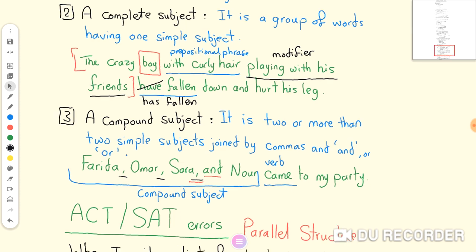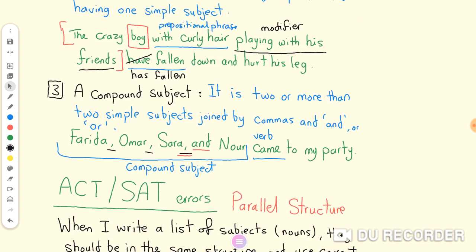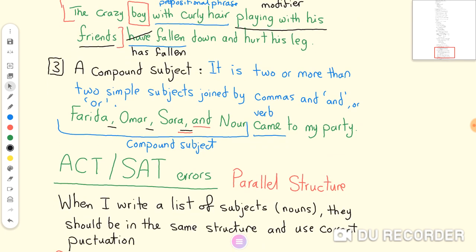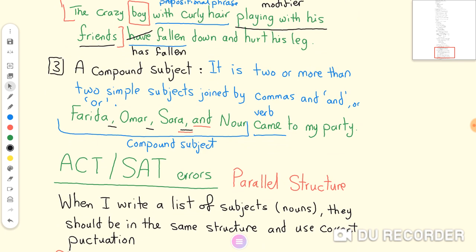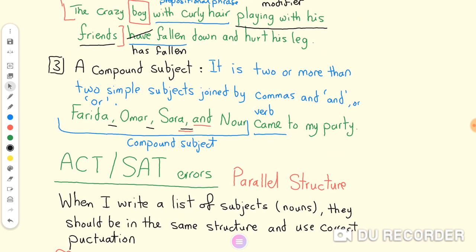The errors for a compound subject, we will focus on them tomorrow. It's on the SAT: errors, parallel structure. So please wait to complete this lesson tomorrow.